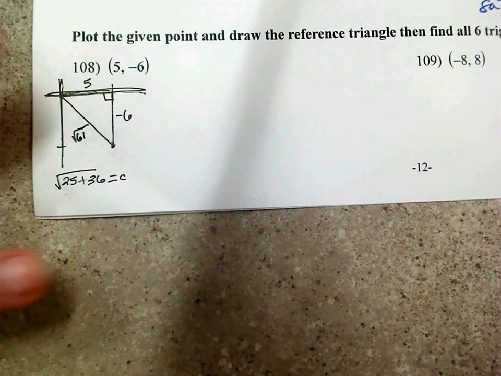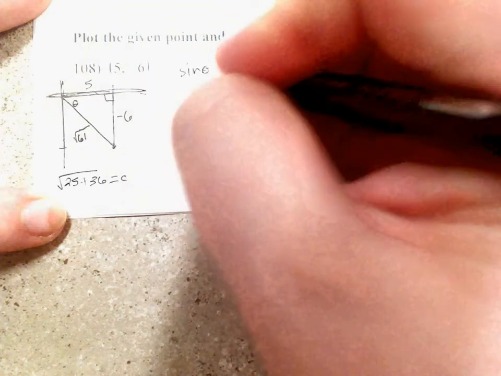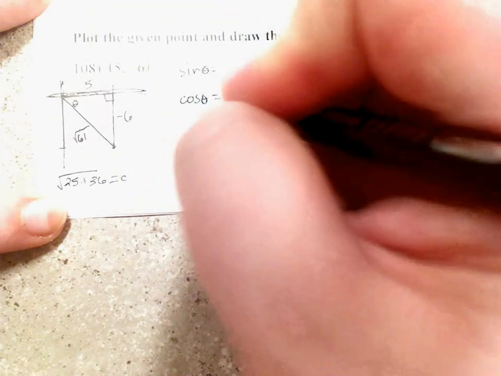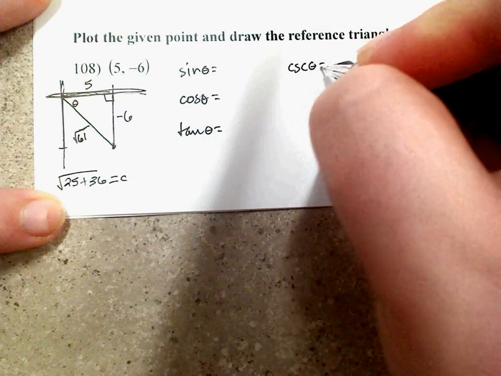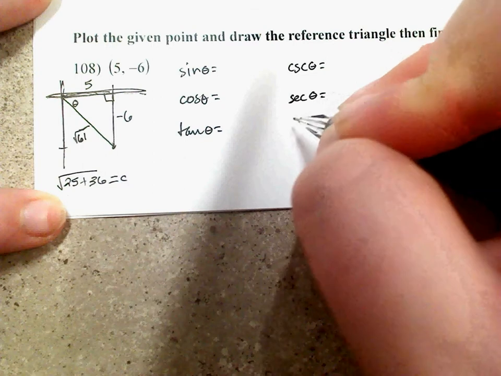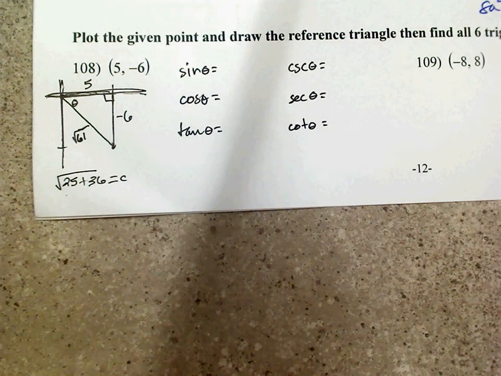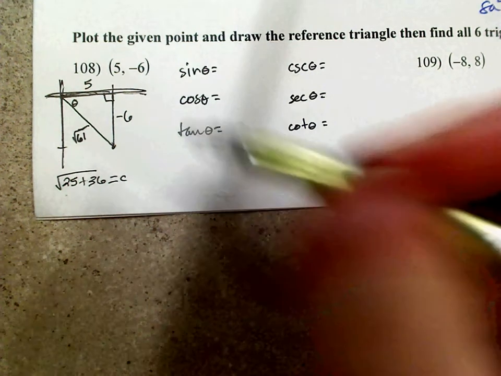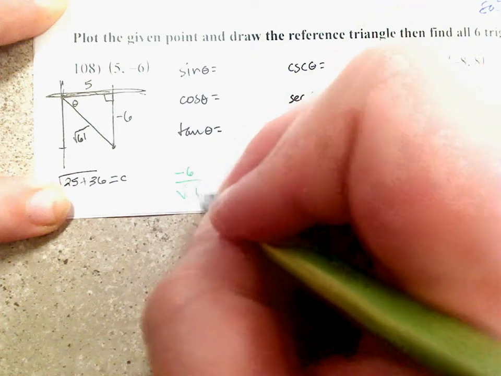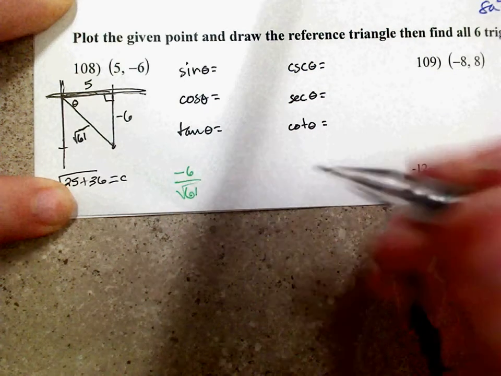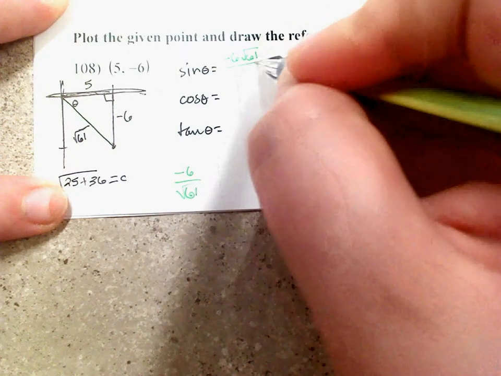Okay. So then I need sine of the angle, cosine, tangent, cosecant, secant, and cotangent. Alright, sine is opposite over hypotenuse. I could write negative 6 over the square root of 61, but I know I'm going to have to rationalize by multiplying top and bottom by square root of 61, so it is negative 6 square roots of 61 over 61.